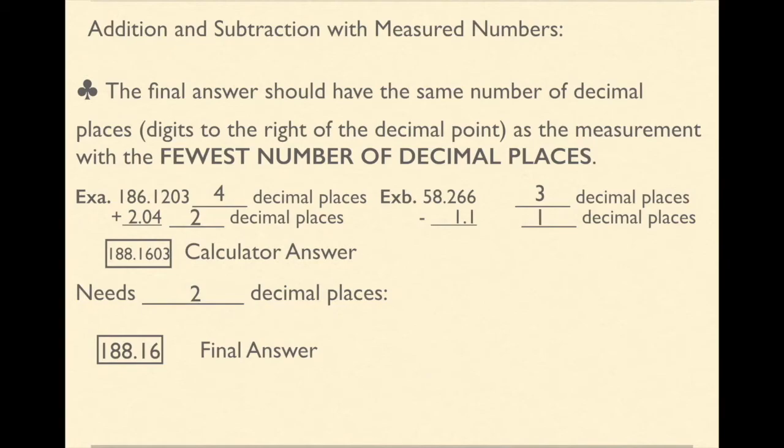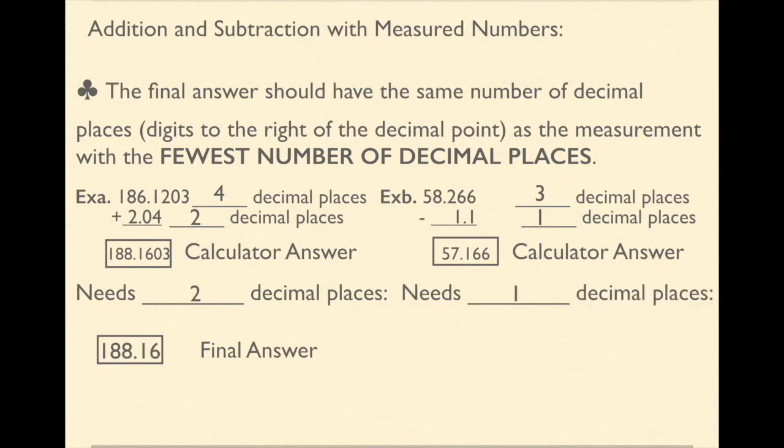For the subtraction, 58.266, that has 3 decimal places. 1.1 has 1 decimal place. And so when you subtract unrounded, it's 57.166. So I want just 1 decimal place. So it's going to be 57.2.